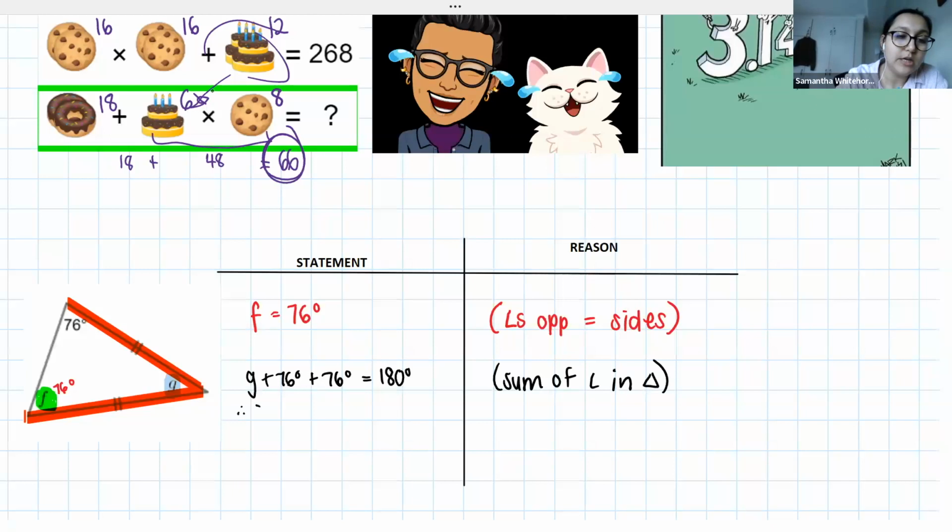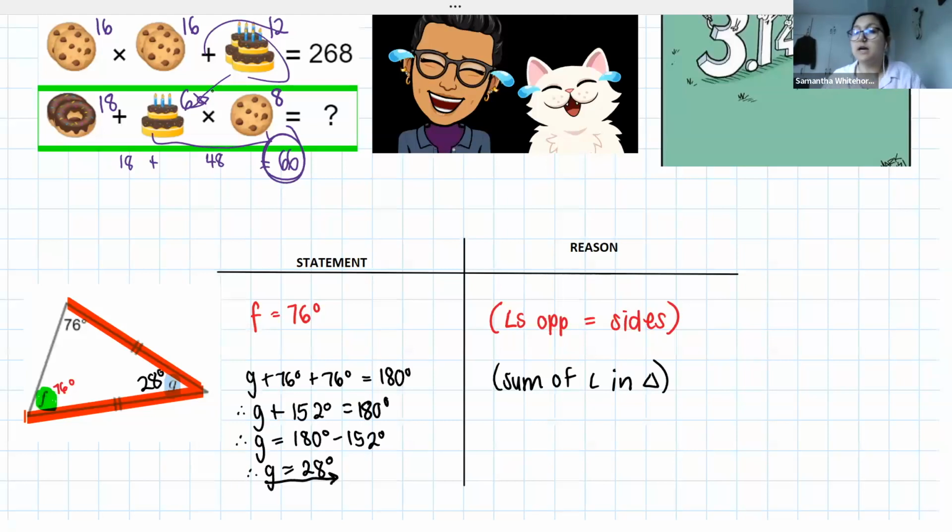Okay, so G plus, and again, like terms, just add them together, makes your life easier. 76 plus 76 is 152. And we're going to solve that equation by subtracting 152 on both sides, so using our inverse operations. Right, that then gives me that G is equal to 28 degrees.